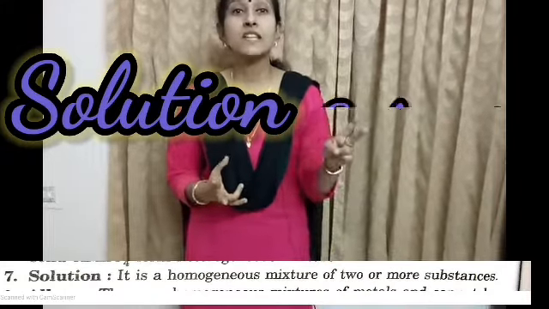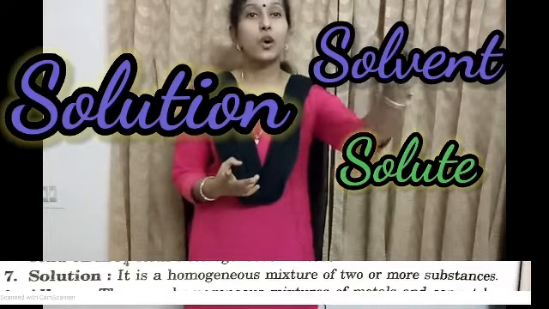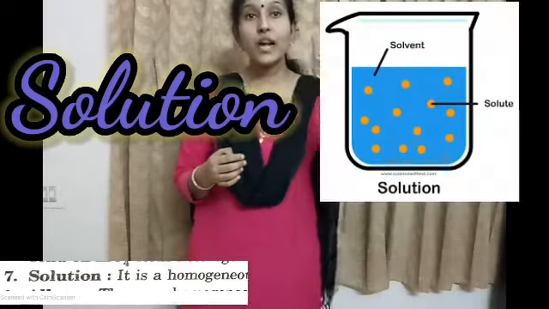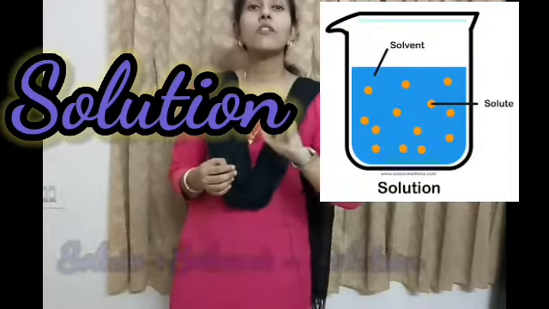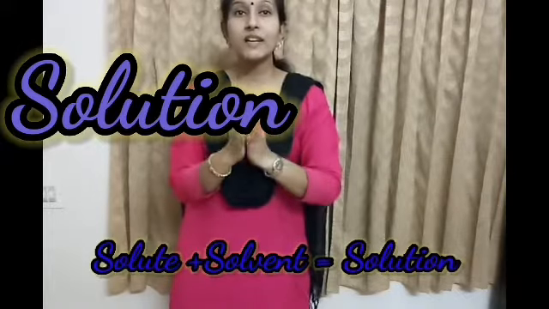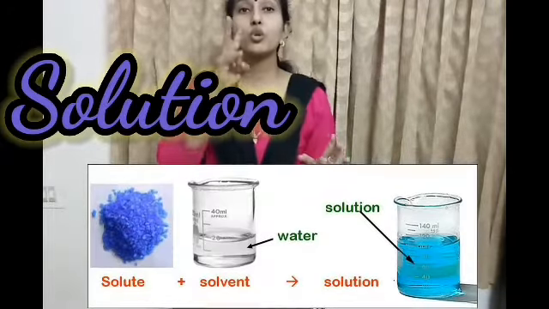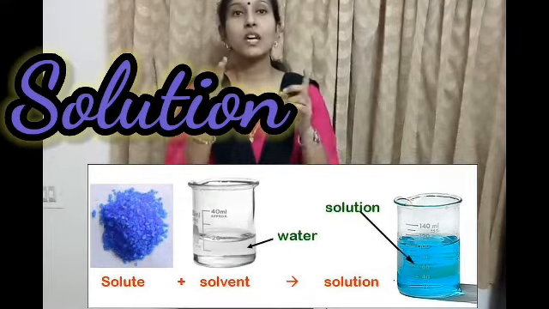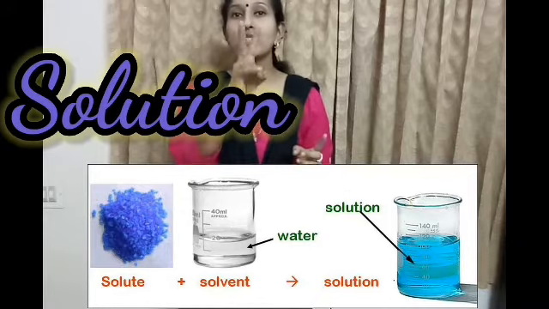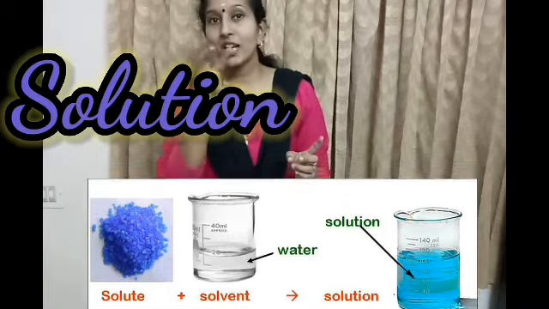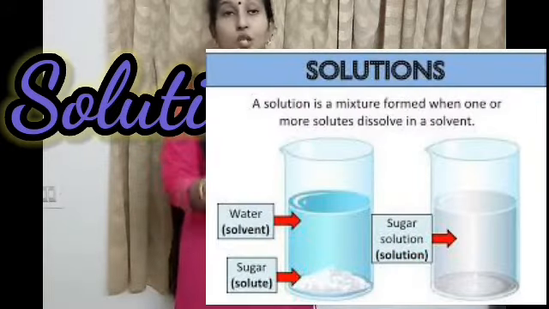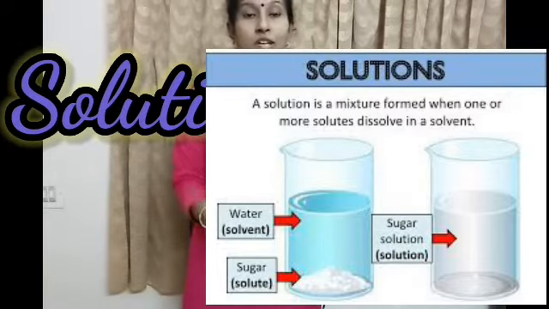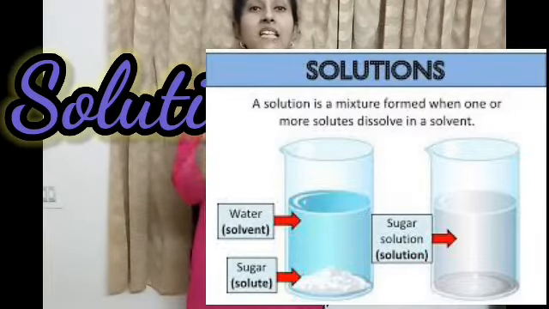And the components present in the solution are solute and solvent. Solute plus solvent is a solution. There are two components in a solution, solute and solvent. For example, you see sugar solution. In sugar solution, two components you can see, right? Sugar and water. So, the two components present in a solution are solute and solvent. Solute is the component present in less amount.